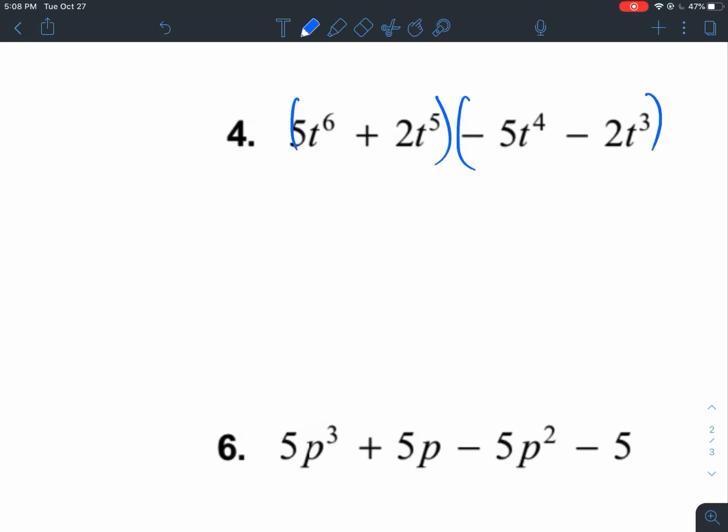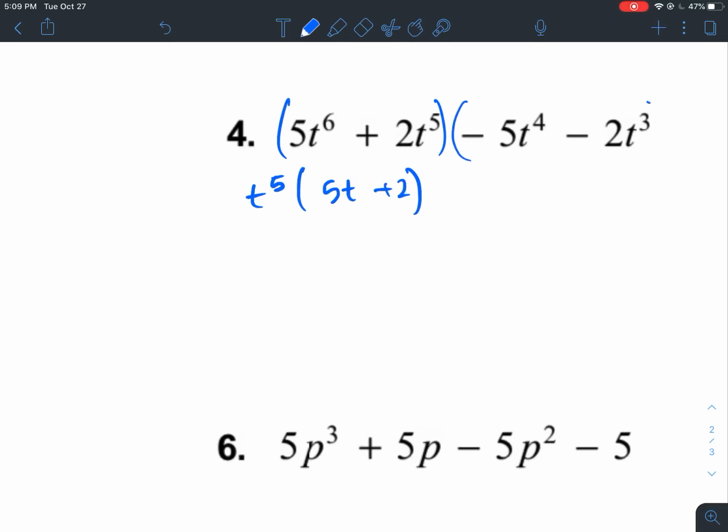Okay, so let's look at the first half where I have 5t to the 6th power plus 2t to the 5th power. Is there anything that can be factored between these two terms? And the answer is yes. You can factor out a t to the 5th power. And then left behind will be 5t plus 2.